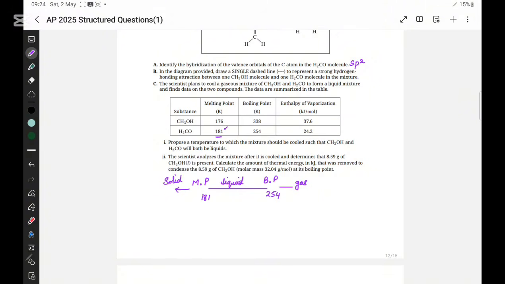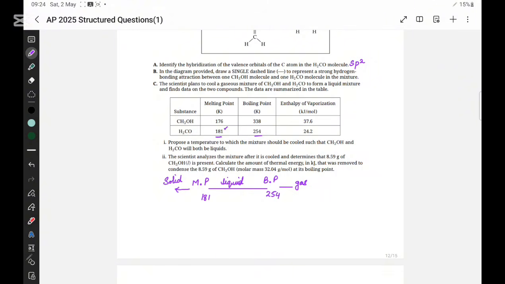Why is that? Because 181 is the temperature above which both of them will exist as liquid. And why have we chosen the boiling point as 254? Because before that, both of the liquids will be existing in the liquid state.